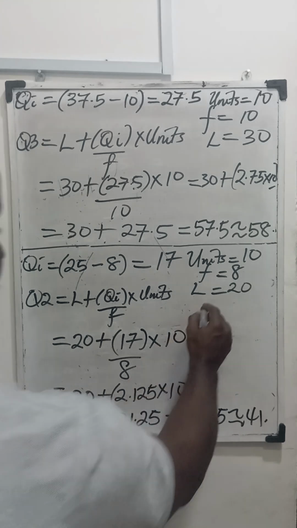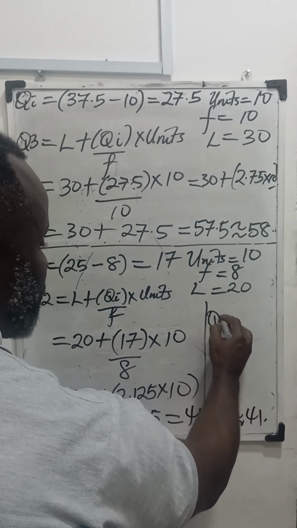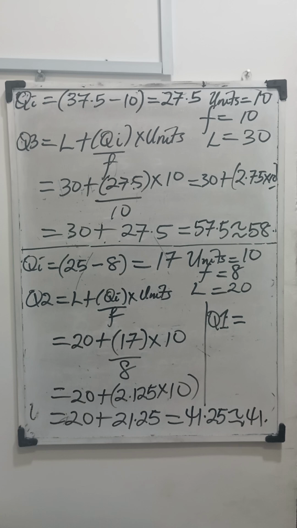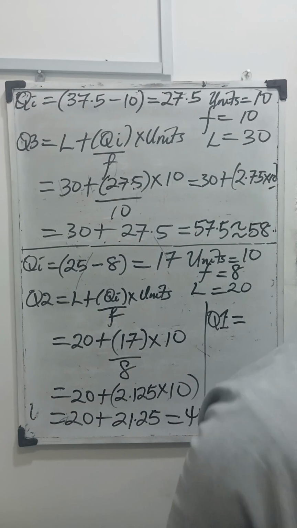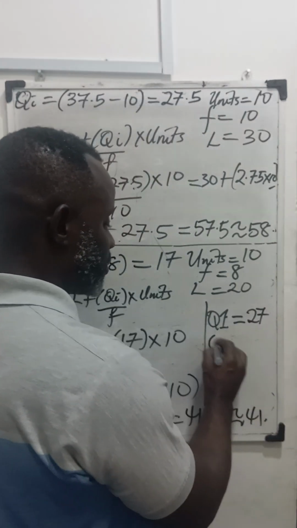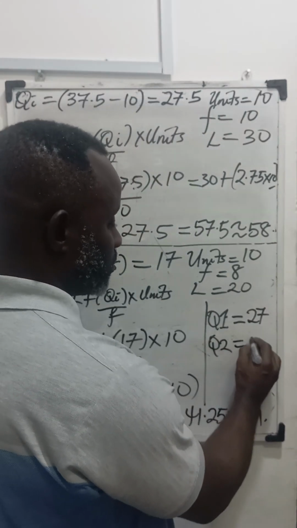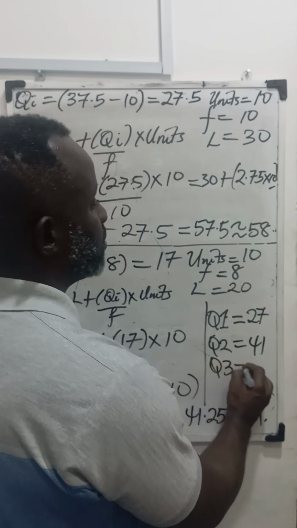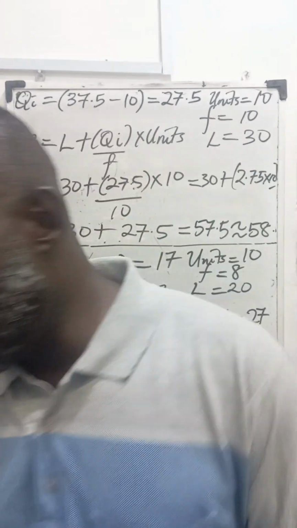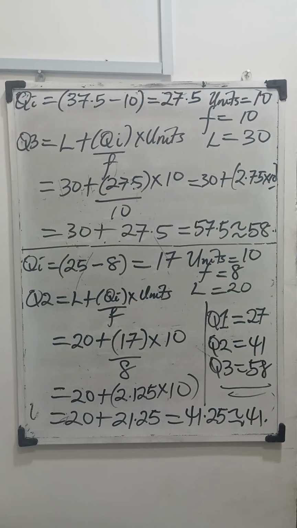So we can come here and say, Q1, what did we get as Q1? The value of Q1 from the first calculation was 27 units. What did we get as Q2? Q2 is 41. Q3 is 58. So these are the values for the lower quartile, the middle quartile, and then the upper quartile.